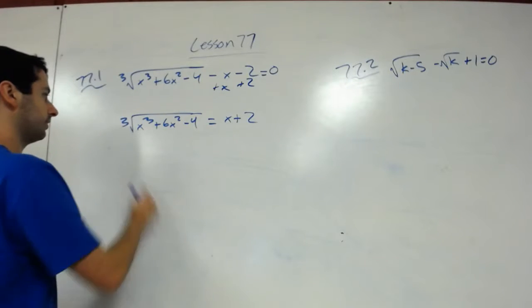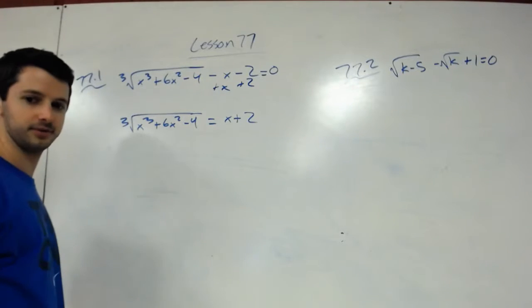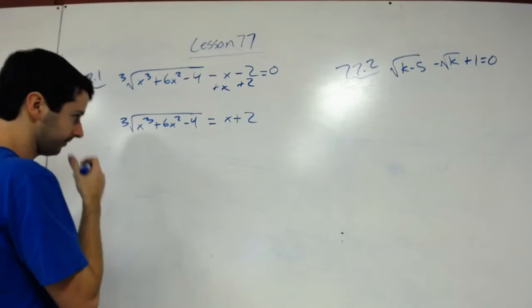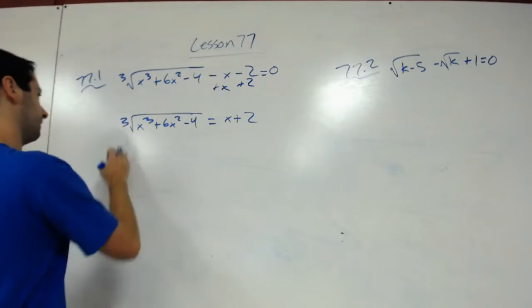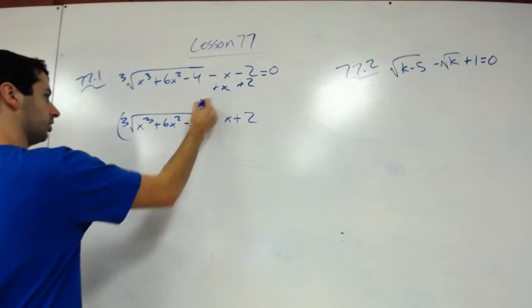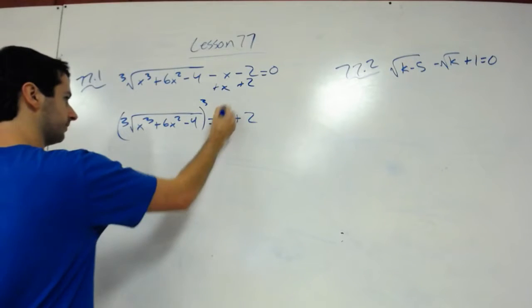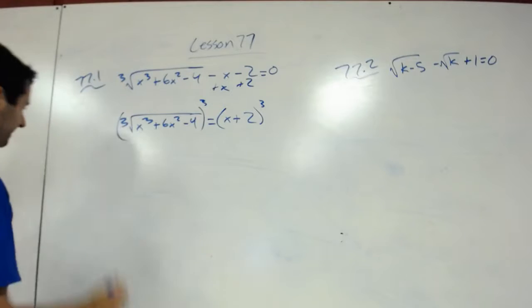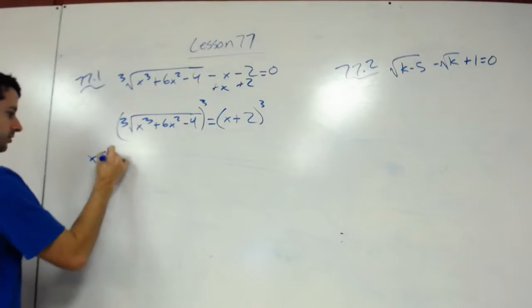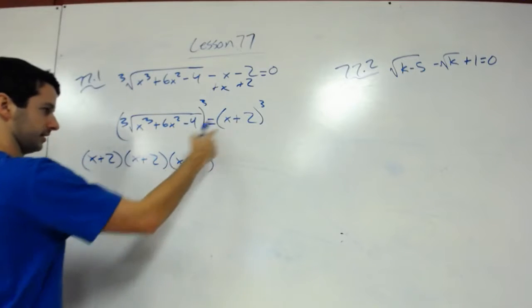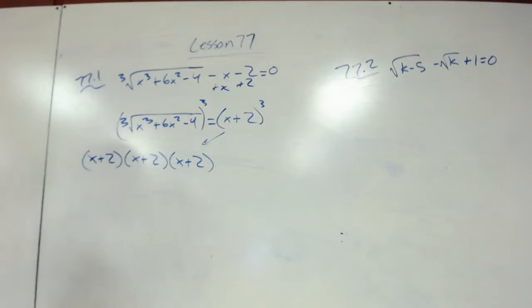To get rid of this cube root sign, in the past we had a square root sign, and to get rid of it we squared. To get rid of the cube root sign, we have to cube it all. So now we have x plus 2 cubed. That is saying x plus 2 times x plus 2 times x plus 2. It's a little tedious, but we've got to multiply it all.